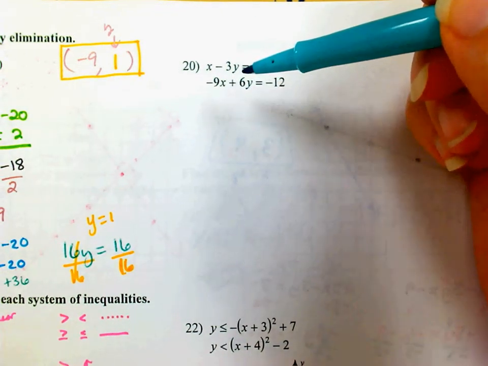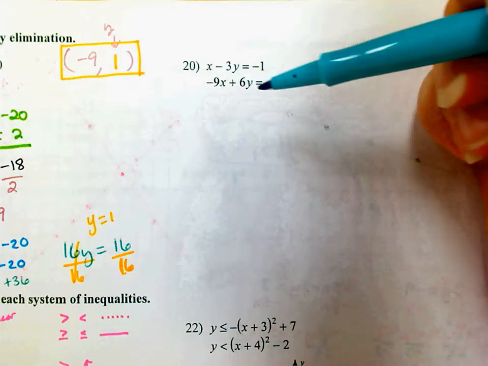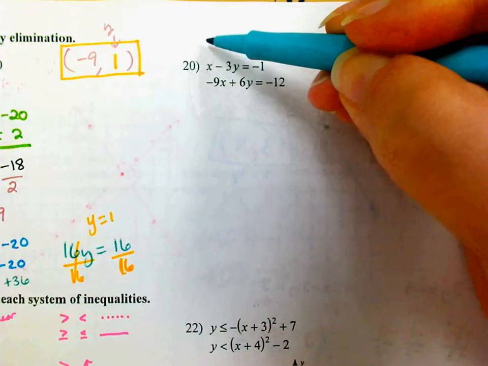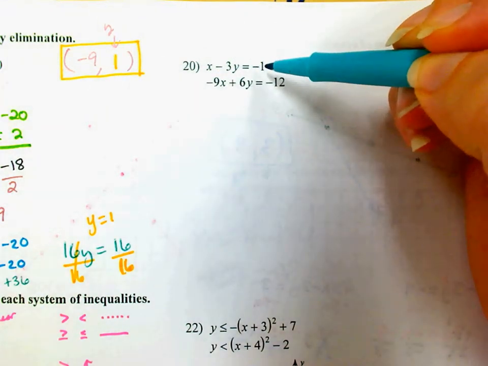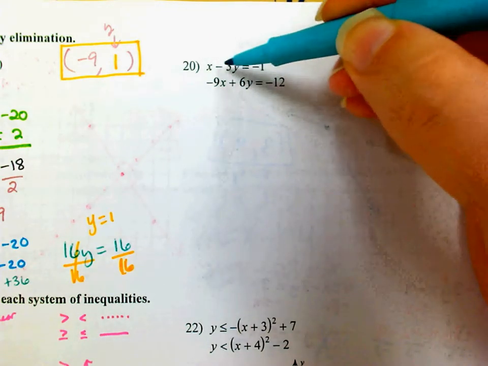No. What plus a negative 9 would give you 0? A positive 9? So I could, if I wanted to, multiply the whole top equation by positive 9. Okay. Now, if we look at the y's, negative 3 plus 6, does that equal 0?